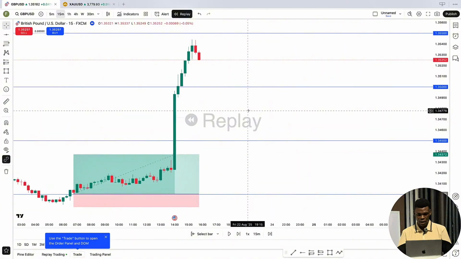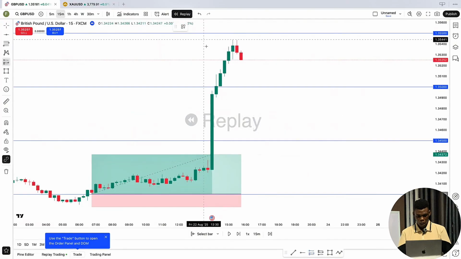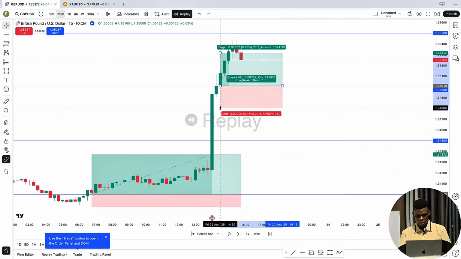It broke the next psychological level. Got to this psychological level, it broke above. Let's try again. Buy. Don't forget, the maximum stop loss we'll be using is 20 pips. So let's try 20 pips. It will be around this one.